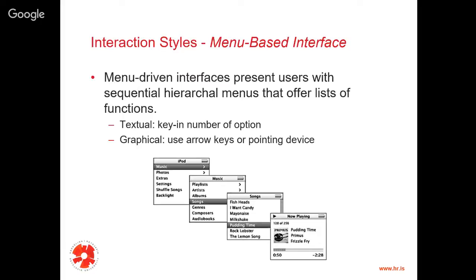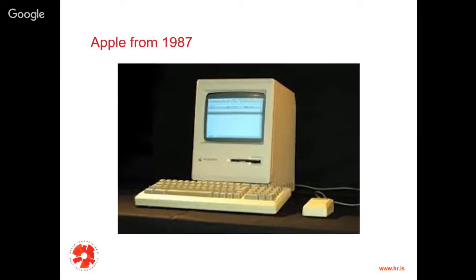When we are designing this, we have to think about that people don't like to use many menus. If you have to dig through 6 menus and then maybe up again and then 3 and so on, it takes a lot of time. So this is the Apple from 1987.